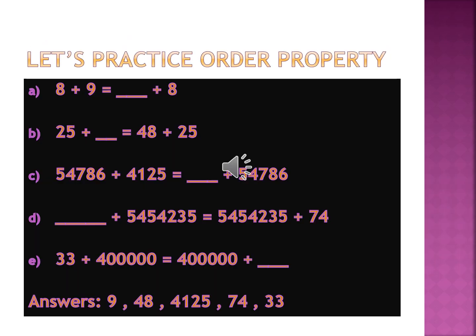Let's practice a few questions based on order property. 8 plus 9 is equal to dash plus 8. So there will be 9 in the blank. 8 plus 9 will be equal to 9 plus 8.